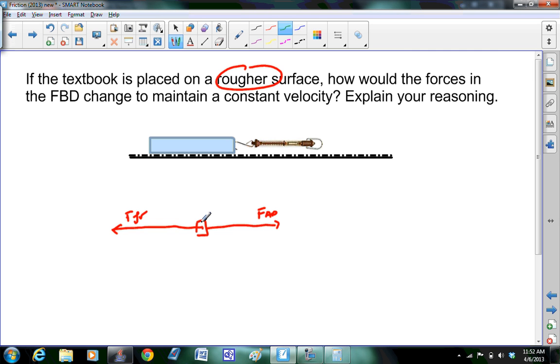Remember, we still are going to have gravity and the normal force, but because it's the same textbook, they're going to remain unchanged. So in this case, what happens is we have to pull with a much greater applied force to overcome greater friction.